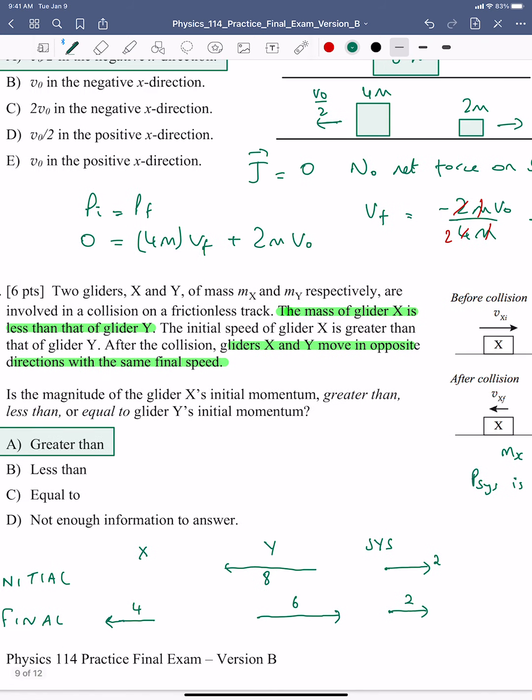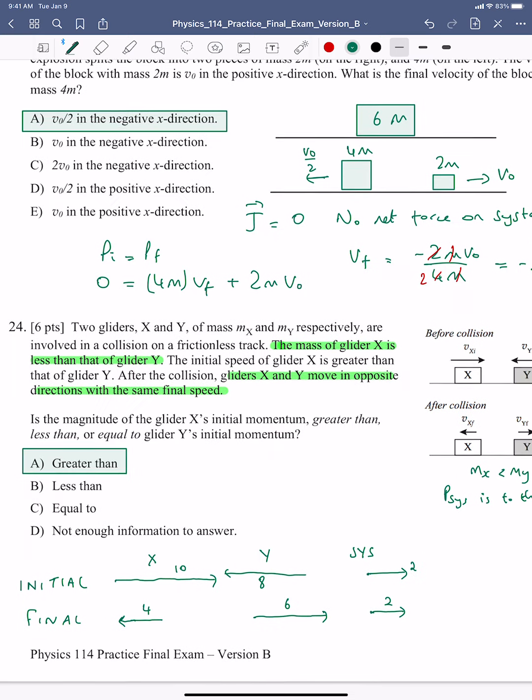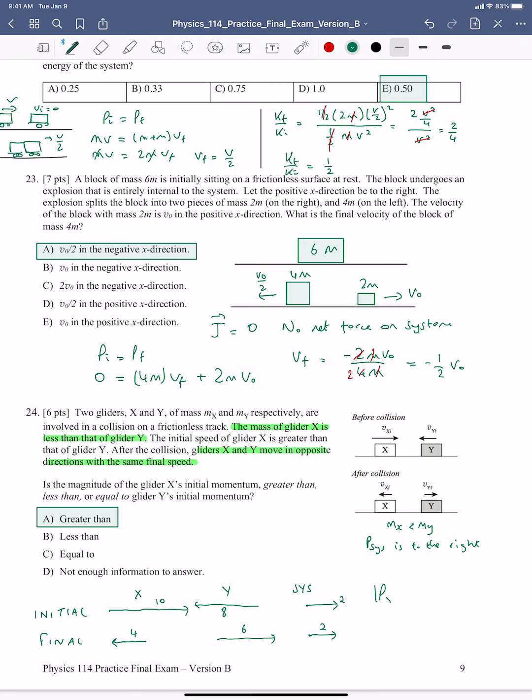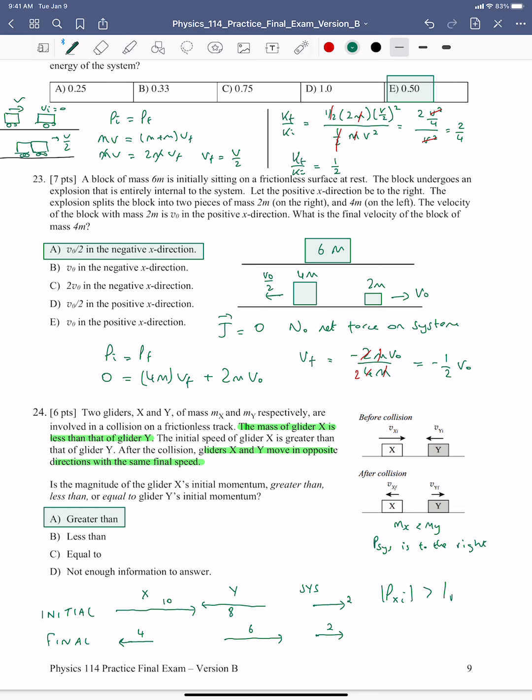Therefore, in order for the momentum of the system to be 2 to the right, the initial momentum of x must be 10. I'm not drawing these perfectly to scale, but the numbers are consistent. These are just arbitrary numbers that are consistent with the information given, but it still confirms that the initial momentum of x, the magnitude of px initial, is larger than py initial. Okay, so that's 24.